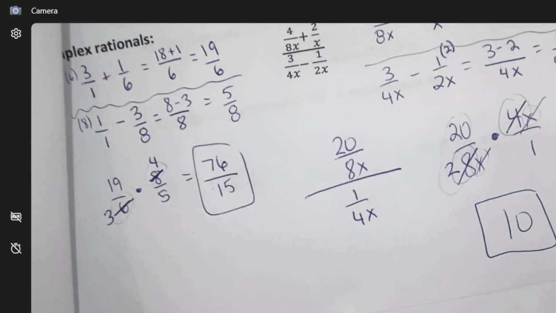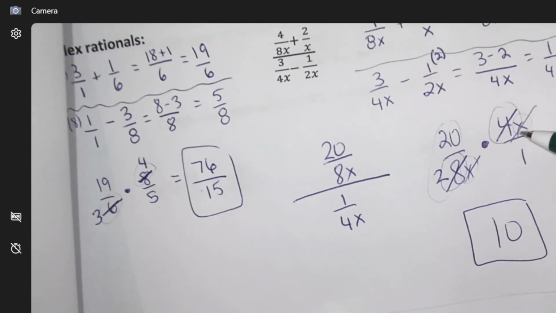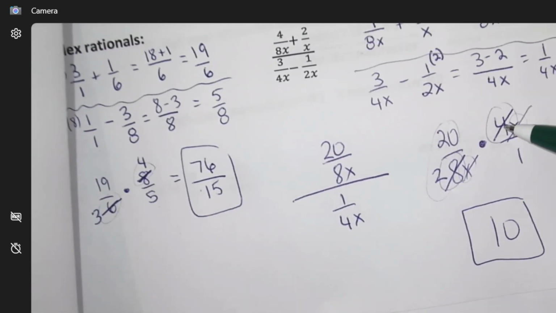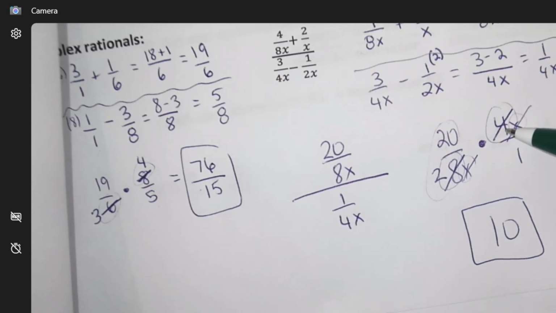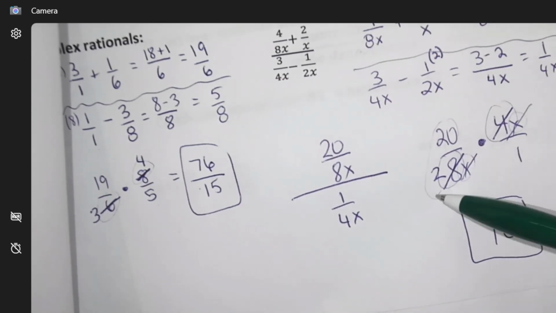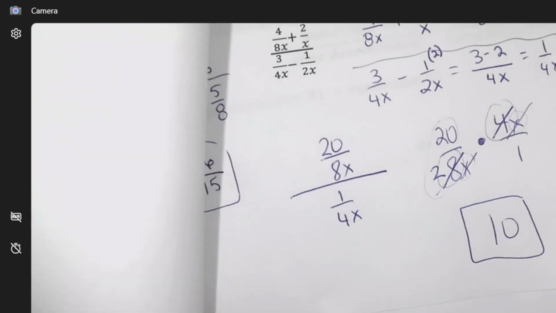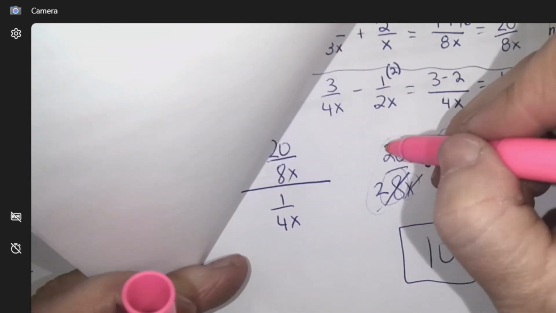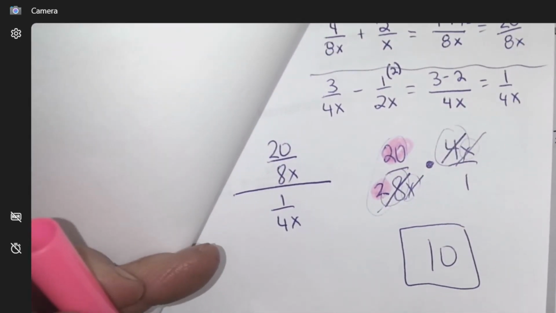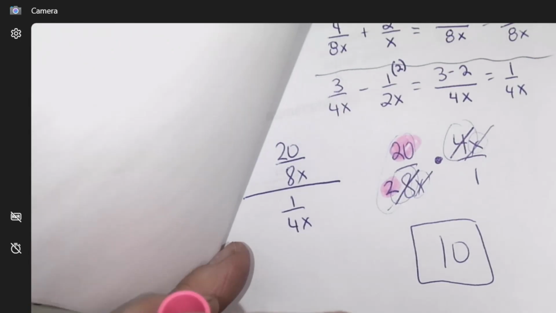So the x is canceled. Completely gone. I canceled the 4 and 8 with a 4. So then 4 divided by 4 is gone. 8 divided by 4 is a 2. And then I'm still left with a 20 and a 2, right? Yeah.